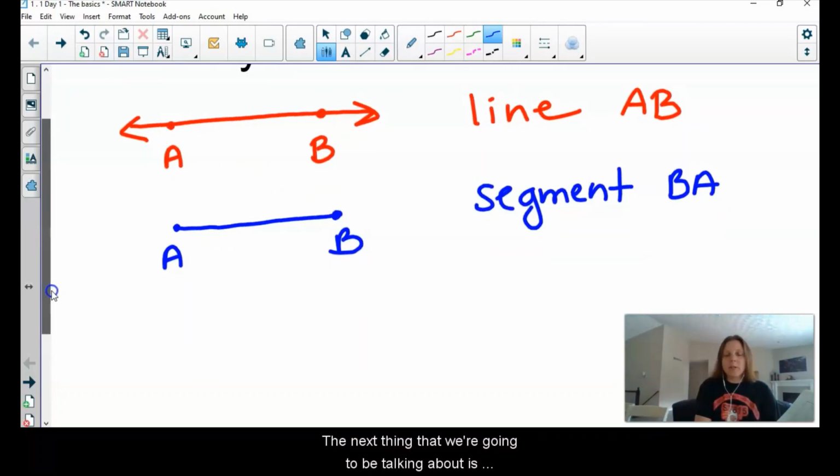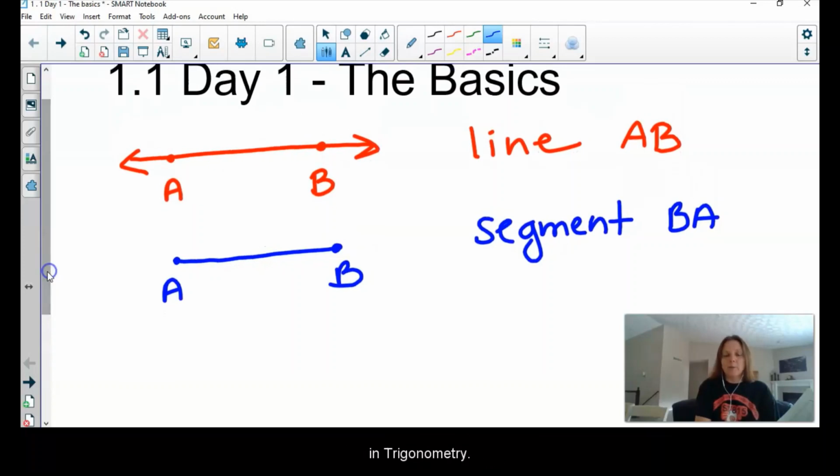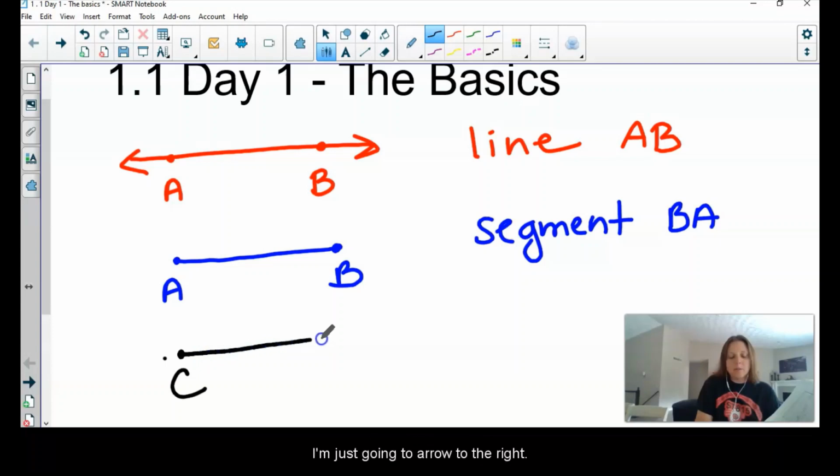The next thing that we're going to be talking about is one of the things that we're going to be working with a lot in trigonometry. Take another part of a line. This time I'm going to start with an endpoint. Let me use a different letter this time. How about I call it C? And I'm going to arrow in one way or the other. So let's say that I arrow left, I could arrow right. I'm just going to arrow to the right.